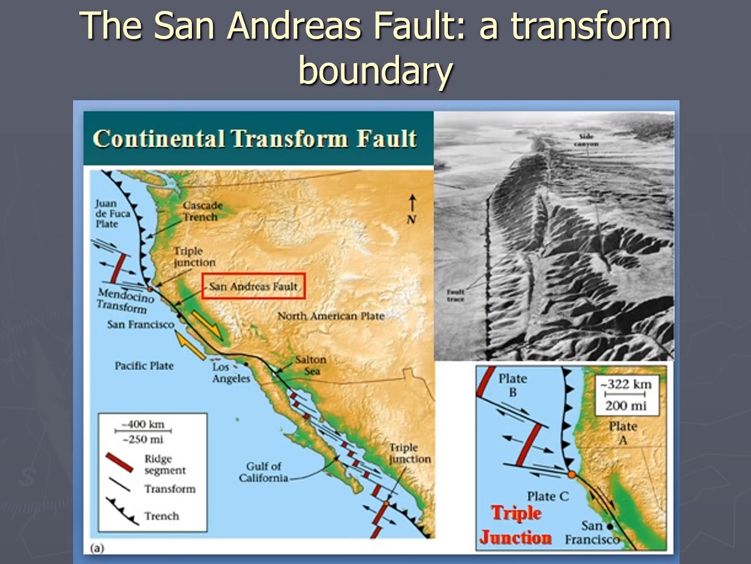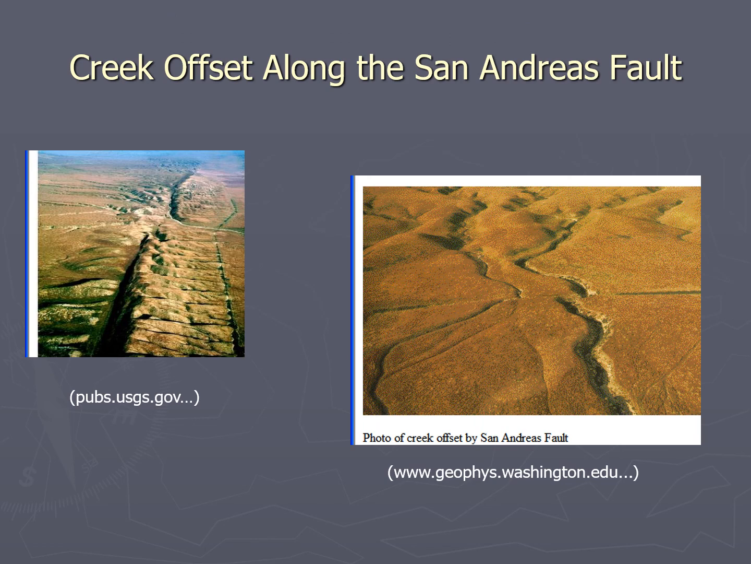And then here we have a nice map of the San Andreas Fault transform boundary, and you see that to the south of that you have the East Pacific Rise spreading center, and then to the north of that you have the Cascadia subduction zone. And then in the top right you see an image of the San Andreas Fault trace out in the desert portion of California, out in the Carrizo Plain. Okay, so neat images here.